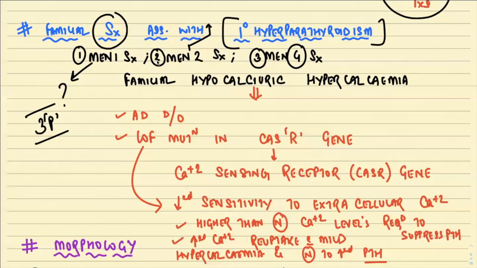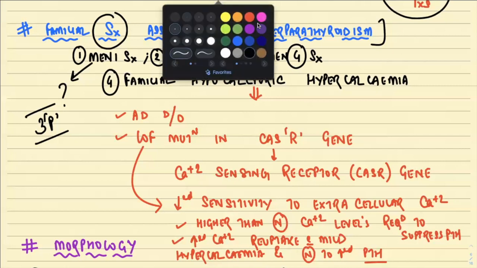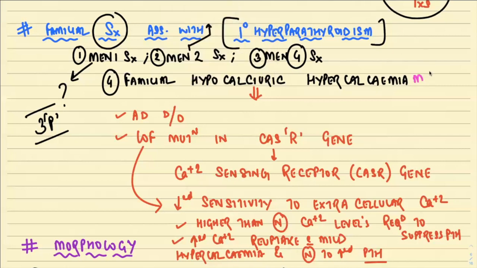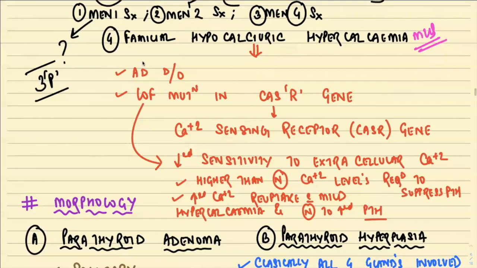And not only that, a very important entity that has been added and a very hot favorite question of examiners: familial hypocalciuric hypercalcemia. First of all, it is an autosomal dominant disorder, and it is characterized by loss of function mutation in the CaSR gene. What is the CaSR gene? The full form is calcium sensing receptor gene.